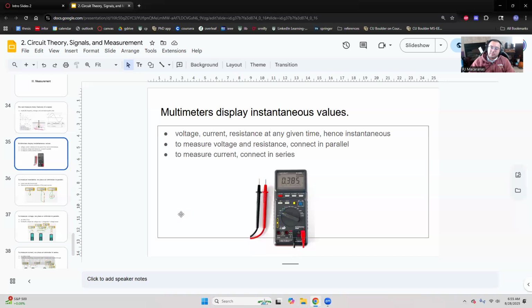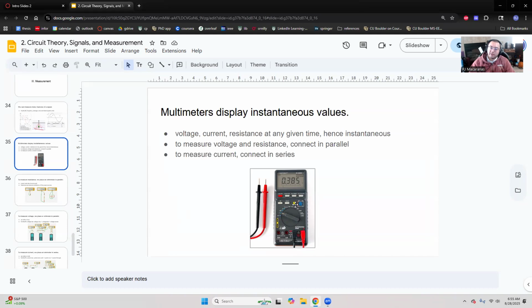And so now we're just going to talk about multimeters. Multimeters give instantaneous values, and they display a single value on the screen here, and we use them to measure voltage, current, resistance. Typically, this is just a note about how to go about measuring them, right?